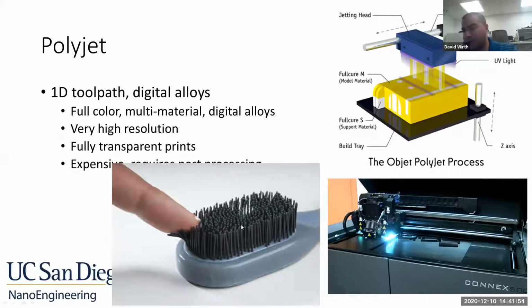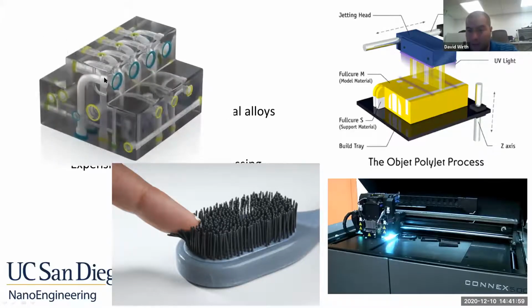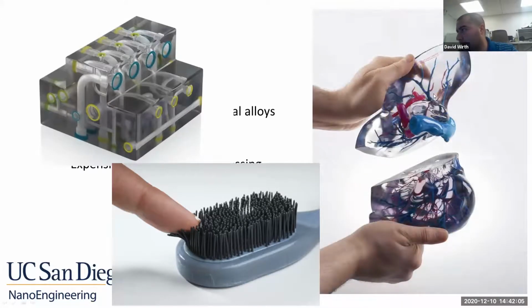This toothbrush is completely printed with PolyJet. Transparent materials are pretty easy. Transparent, multicolor, multi-material. You can get stuff like this medical diagram with integrated channels, and you can get crazy structures with this.